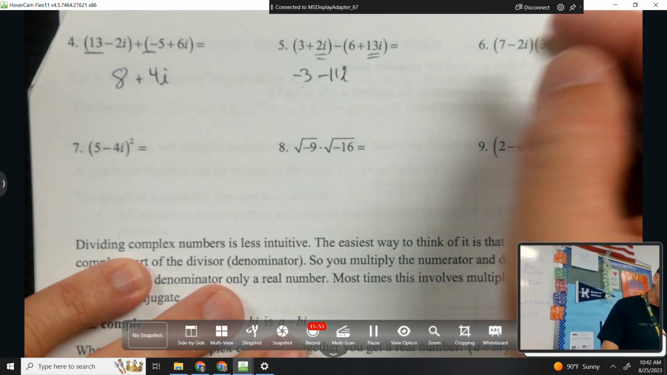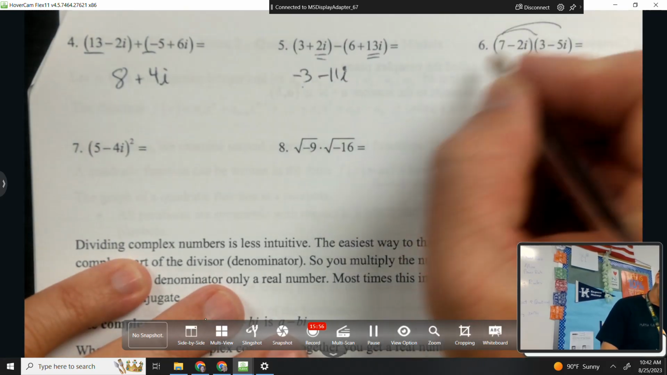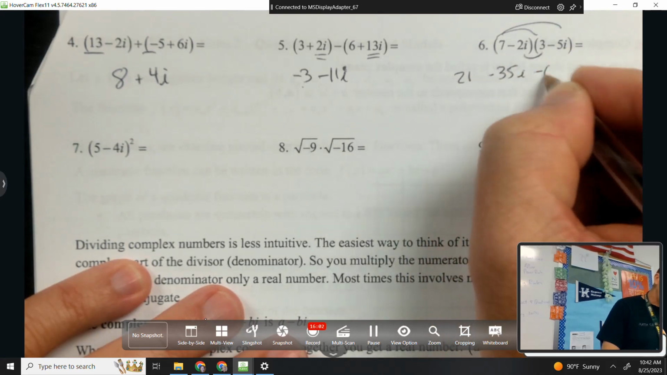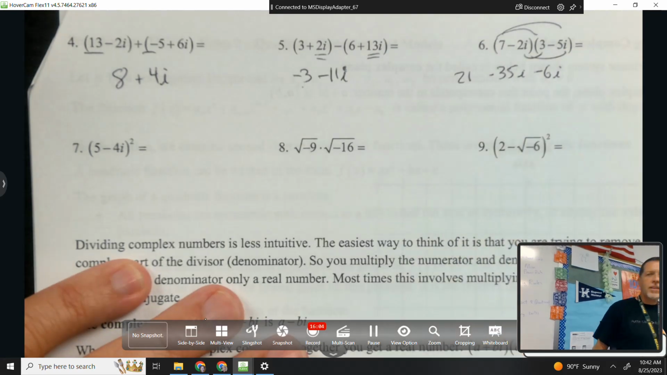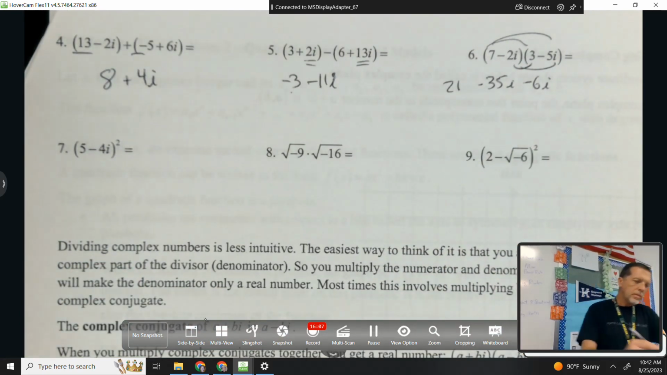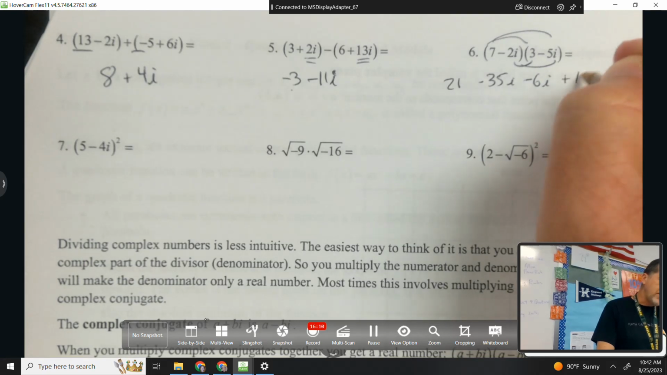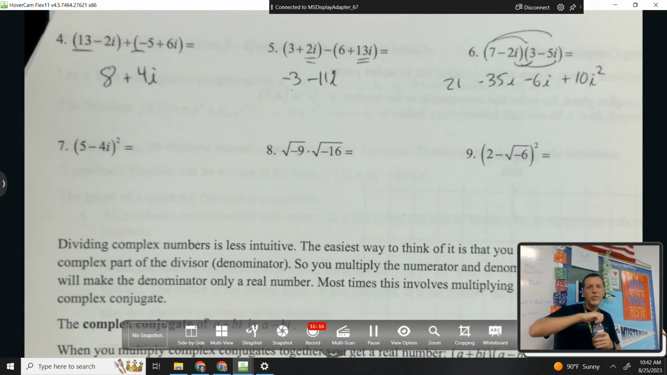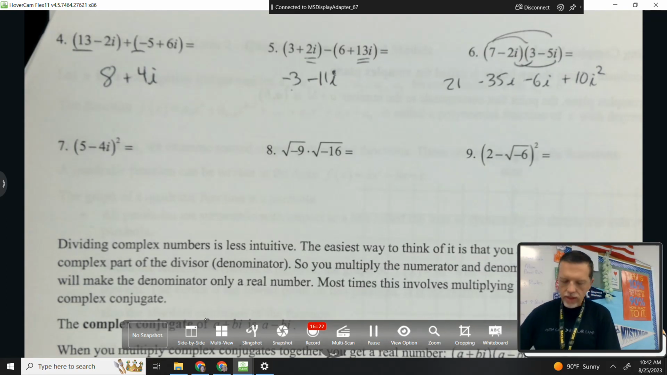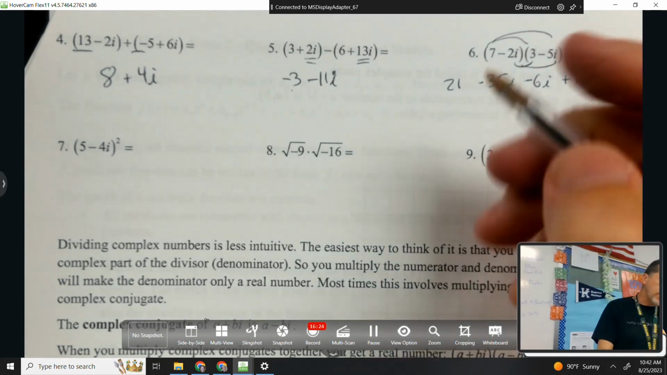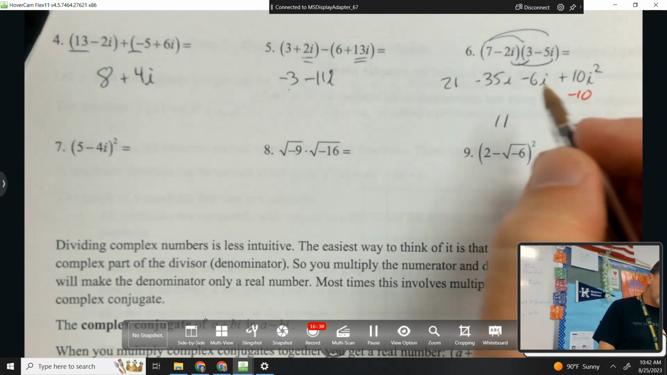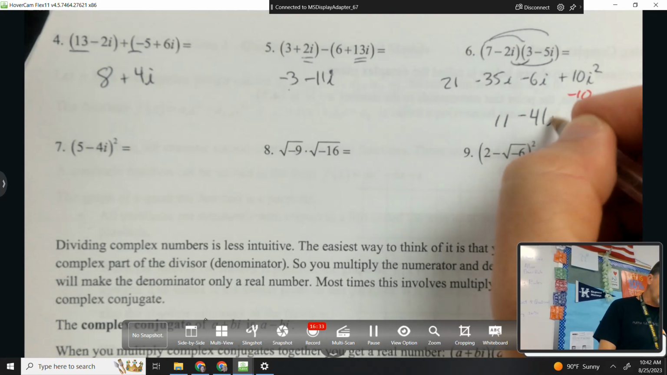So on number 6, let's see, distribute: 21 minus 35i minus 6i, and then we've got to be careful. Negative 2 times negative 5 is positive 10. i times i is i squared. But what becomes of 10i squared? Negative 10. Because i squared is negative 1. So 21 minus 10 is 11. Negative 35 minus 6 is negative 41.